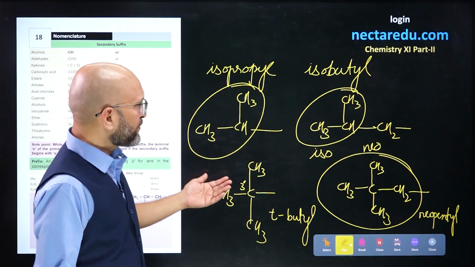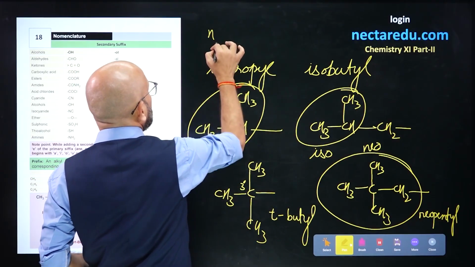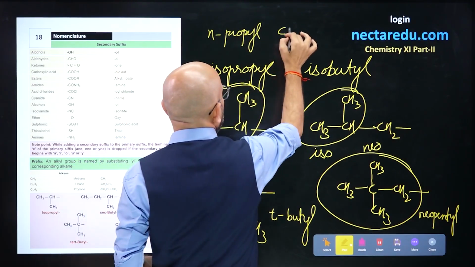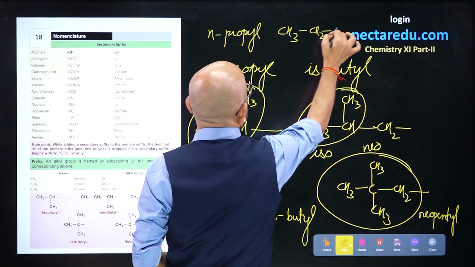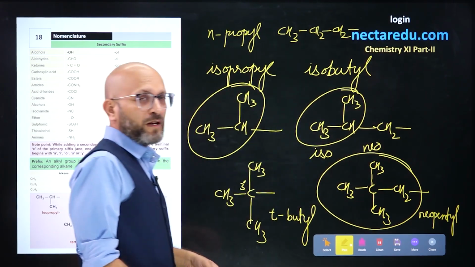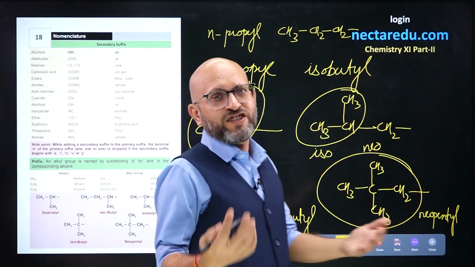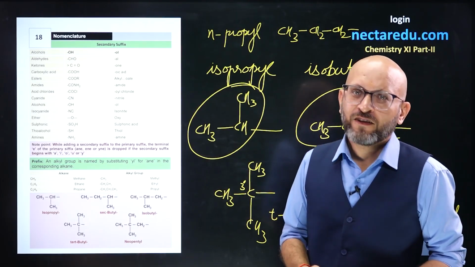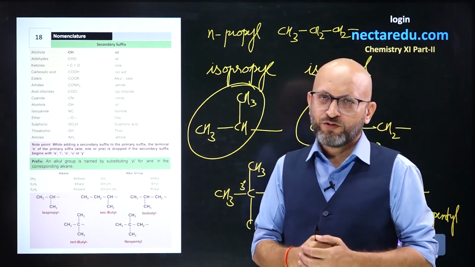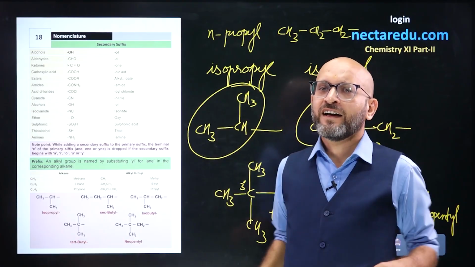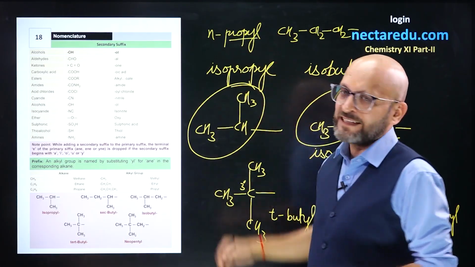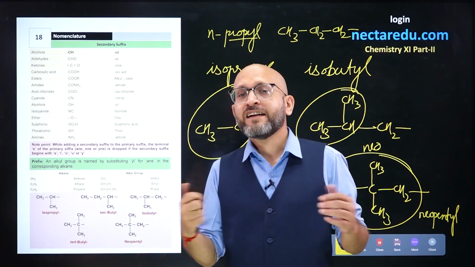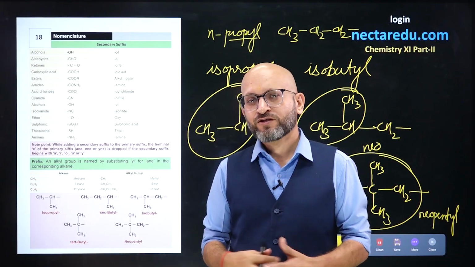Alright. Sometimes you might have N written. N means normal, for example n-propyl. So this is a straight chain, CH3, CH2, CH2. Normal propyl is a straight chain alkyl. Normal butyl is a straight chain 4 carbon alkyl. For a straight chain alkyl you will use N, or if you do not use anything, then also we mean the straight chain alkyl. So here we have discussed a few rules and different types of alkyl groups. So that's it. Thank you.